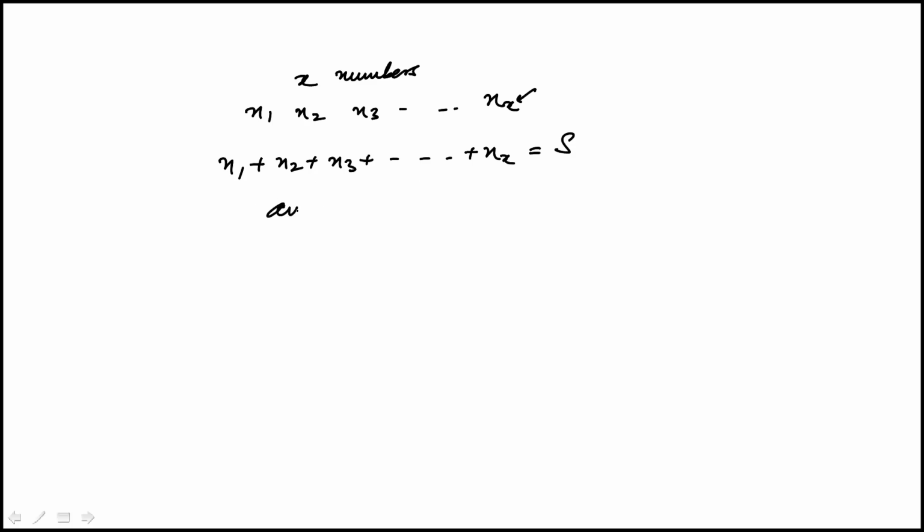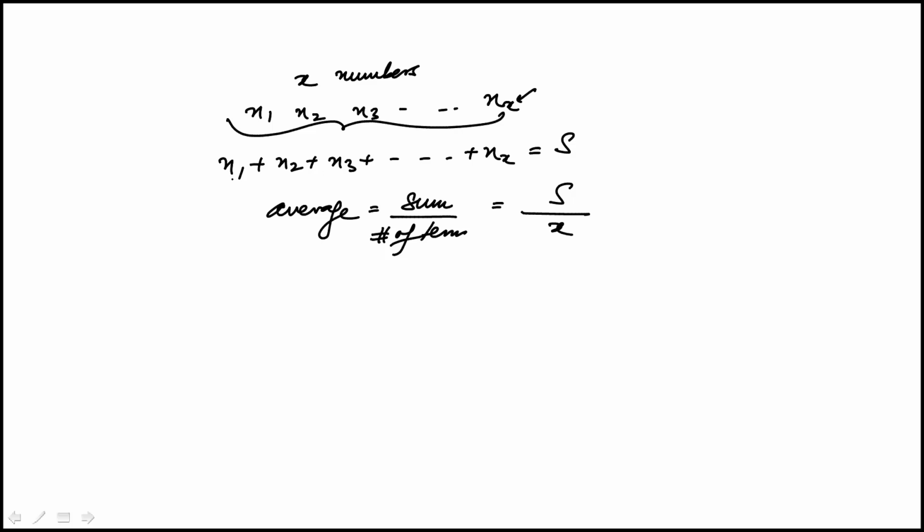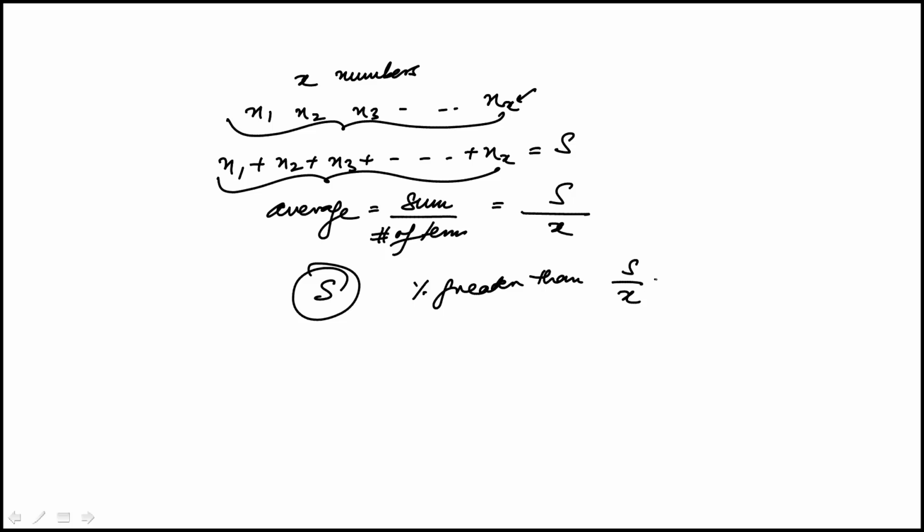So the average would be the sum divided by the number of terms, which is S divided by X. So at this stage, you'll notice that you didn't really need this crutch. The question really is the sum, which is S, is what percent greater than the average, which is S over X. So one could technically just go to this directly.